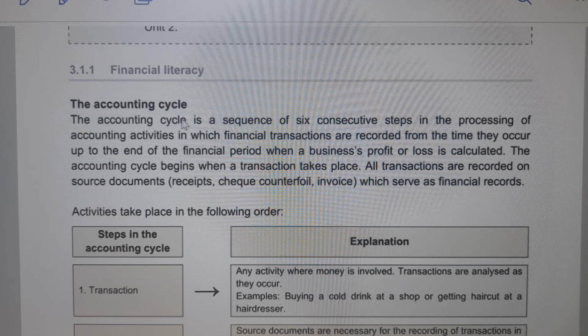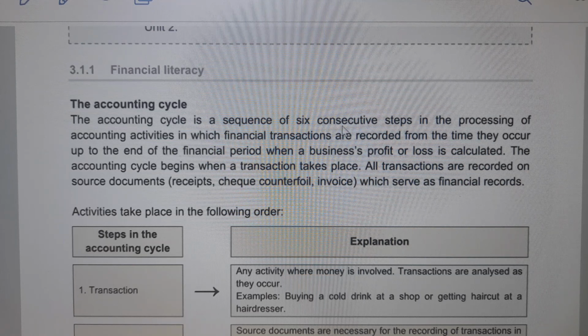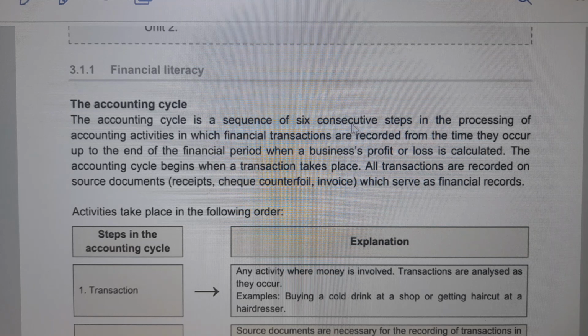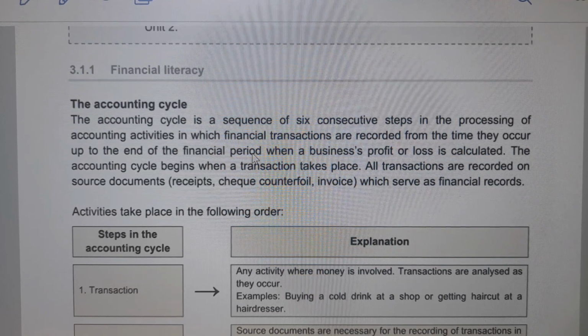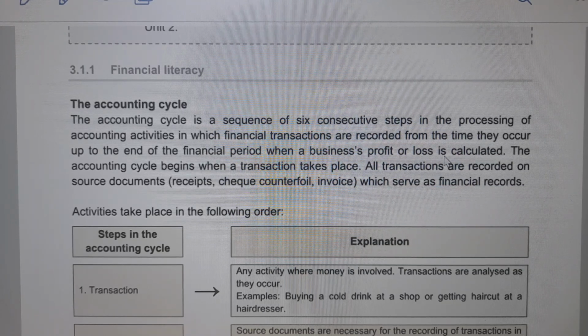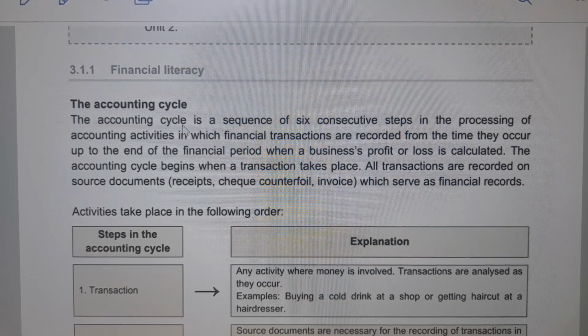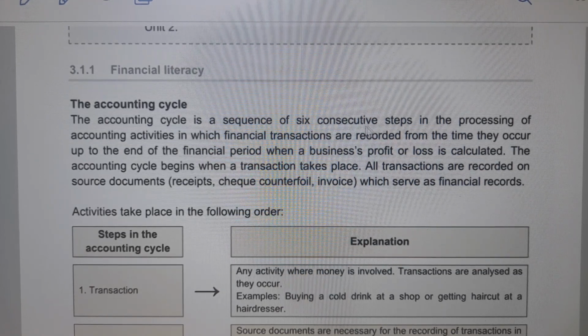Okay, the accounting cycle is a sequence of 6 consecutive steps, which means they follow each other in that order. The accounting cycle is a sequence of 6 consecutive steps in the processing of accounting activities in which financial transactions are recorded from the time they occur up to the end of the financial period, when a business's profit or loss is calculated.